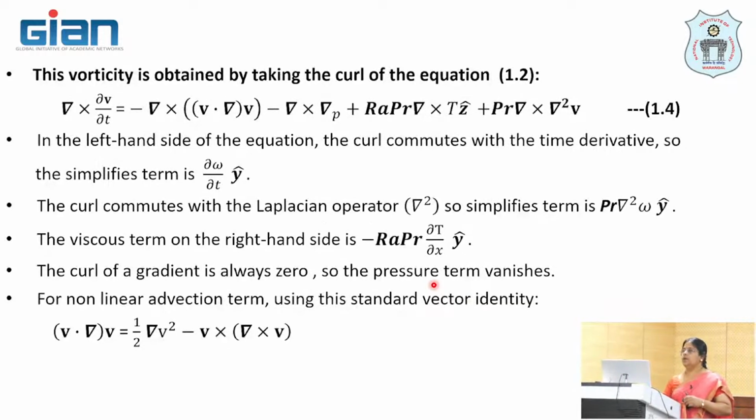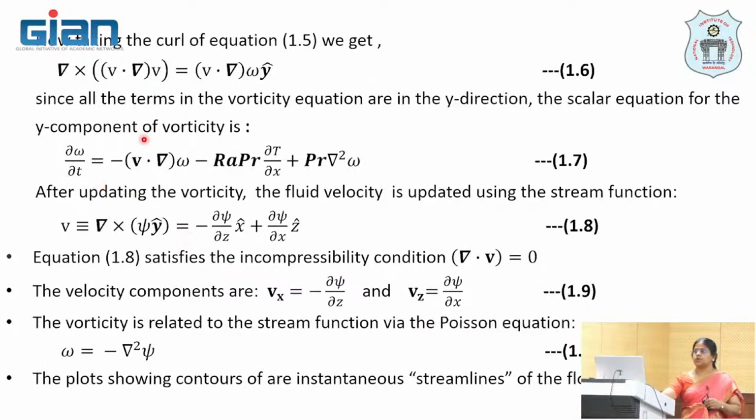Okay. Now, as I said before, we want to eliminate the pressure. So we are taking the curl of the Navier-Stokes equation, and after some calculation it will reduce to this form, equation 1.7. Now what is our aim? We are going to find omega from this equation.